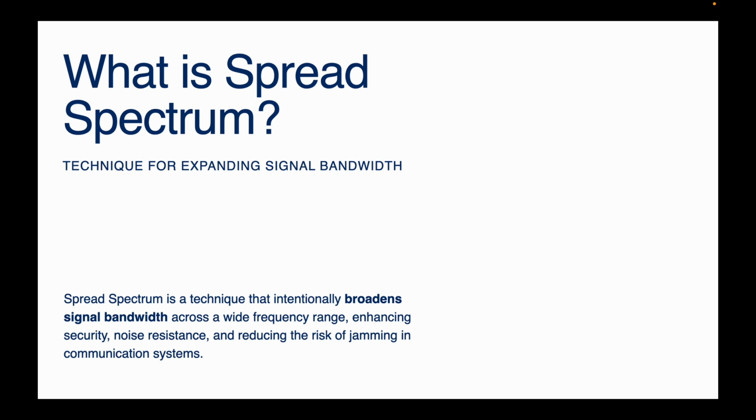Spread spectrum is a technique that intentionally broadens signal bandwidth across a wide frequency range, enhancing security, noise resistance, and reducing the risk of jamming in communication systems. Jamming is the act of blocking the wireless signals. It makes the device impossible to send or receive the data.